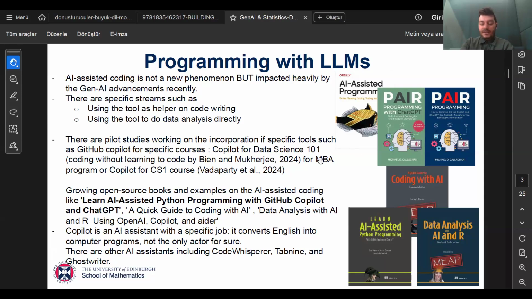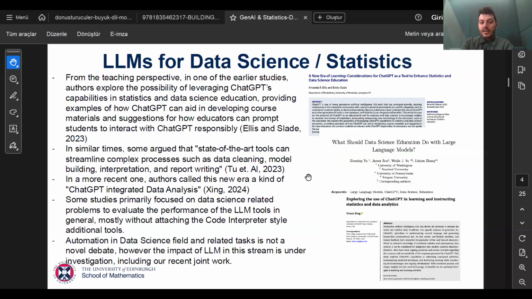Beyond these efforts, since statistics and data science naturally include programming languages, I guess many people started to look around at how it is possible to embed these tools into the teaching and learning process. These are some earlier studies, specifically starting from 2023. There is a lot of text in my slides, so I'm not going to talk about all of it, but just give a light touch on some important aspects.